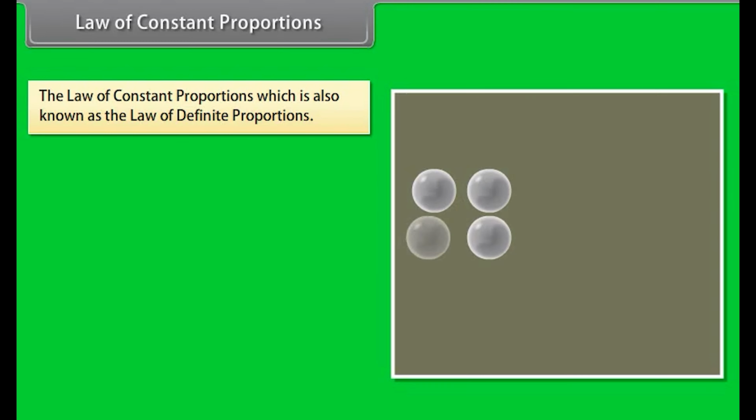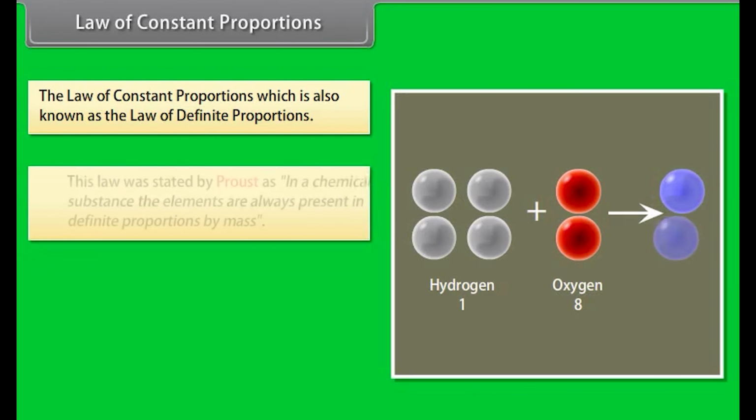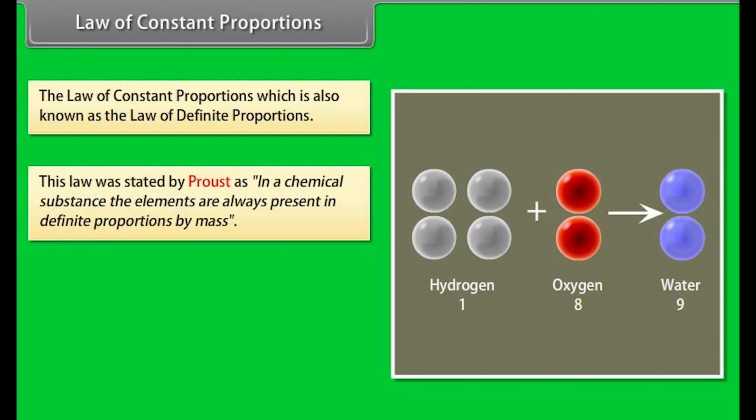Law of constant proportions. The law of constant proportions, which is also known as the law of definite proportions. This law was stated by Proust. In a chemical substance, the elements are always present in definite proportions by mass.